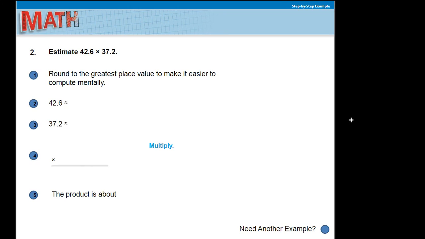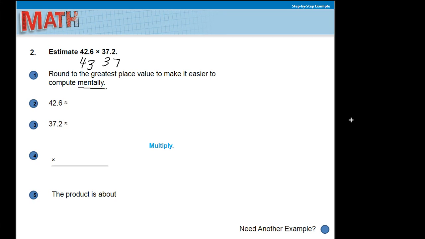All right, so now we're going to estimate 42.6, which is going to be rounded to 43, and then we're going to round 37.2 to 37. Now, I could round these to a nicer number so that I can easily compute these in my head mentally. When I say nice numbers, I mean that you're not going to know what 43 times 37 is. You're going to want to find a nice number that you can multiply by.